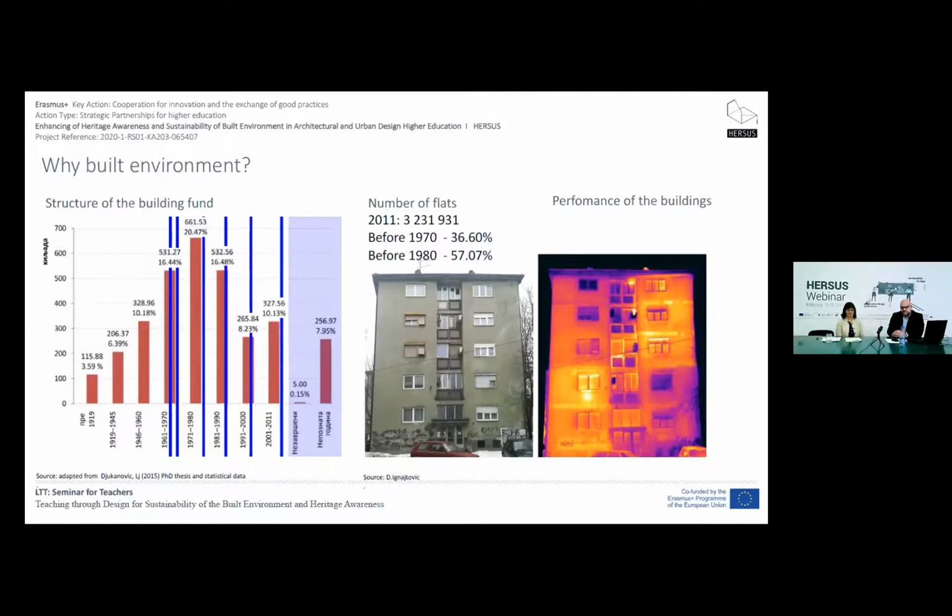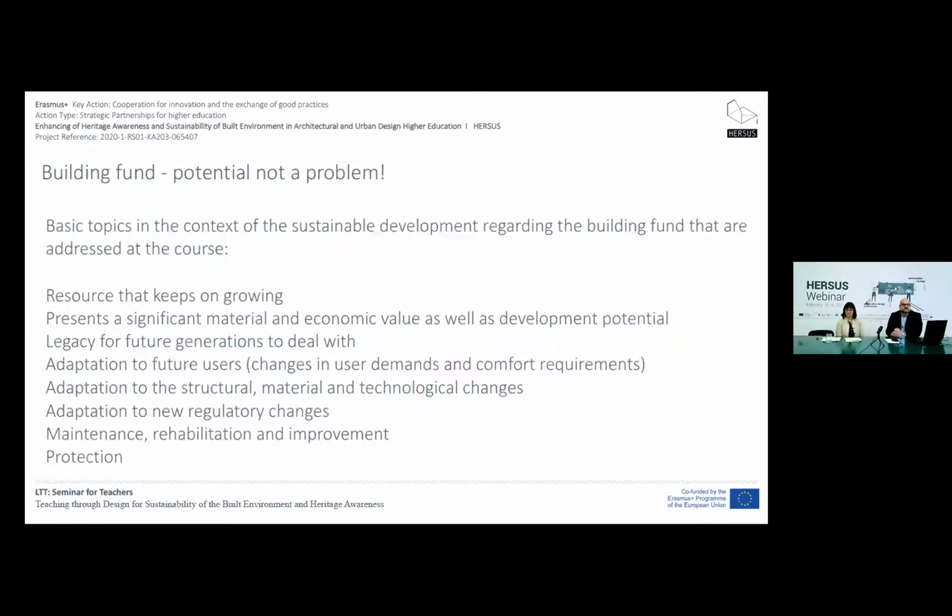And they were built of very good quality materials, and they will last for 60 and more years, meaning that we have to deal with them. Since there are fewer and fewer of us and more and more buildings, that's the only resource which keeps on growing. It presents a significant resource which can be worked upon. So this is the legacy that we are leaving for our future generations, which is 0.8 kids per family.